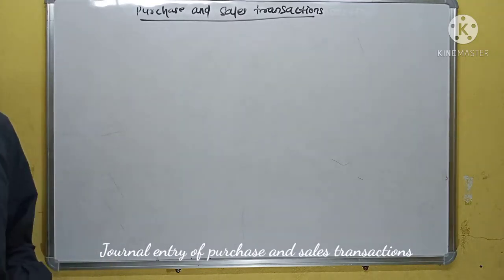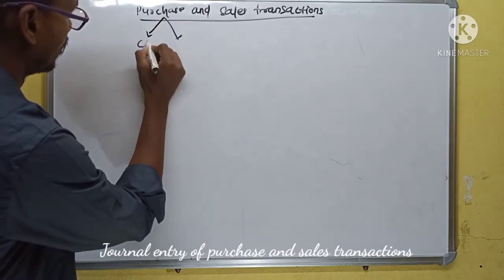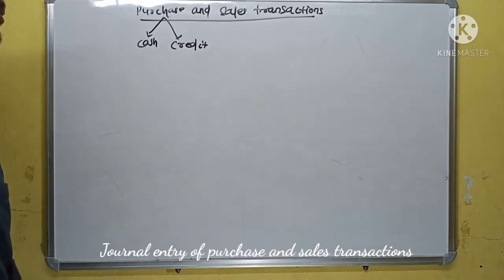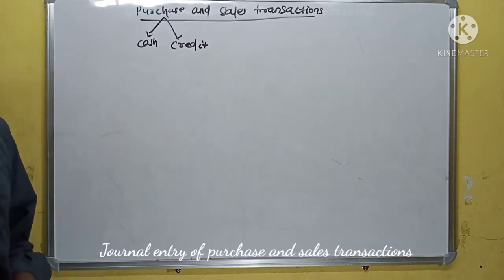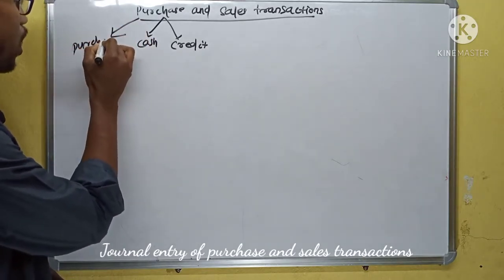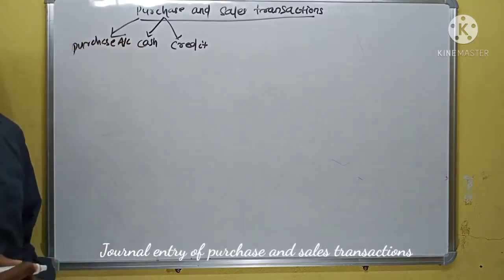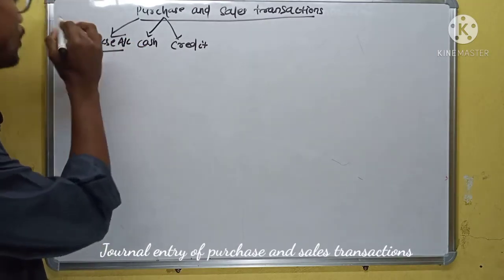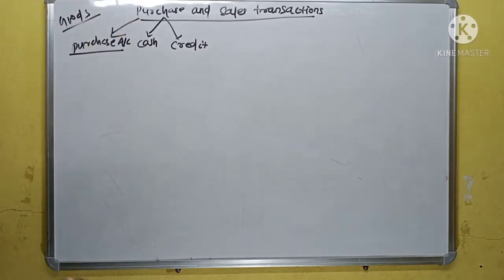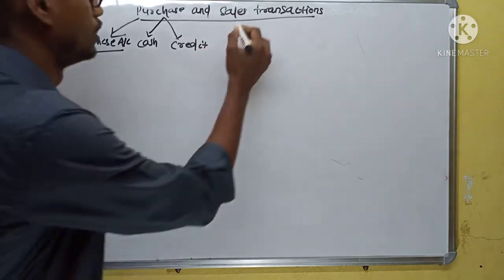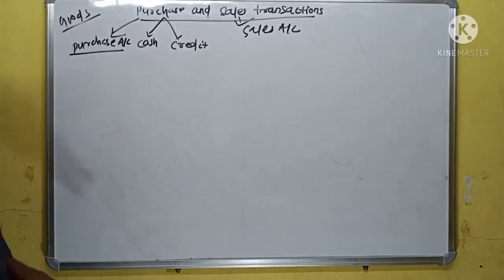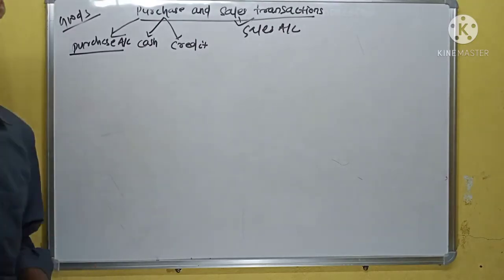There are two types of purchase: cash purchase and credit purchase. When we purchase goods, we open a purchase account and use the purchase account instead of goods. And when we sell goods, we open a sales account. So first we know what is the entry of a cash purchase.